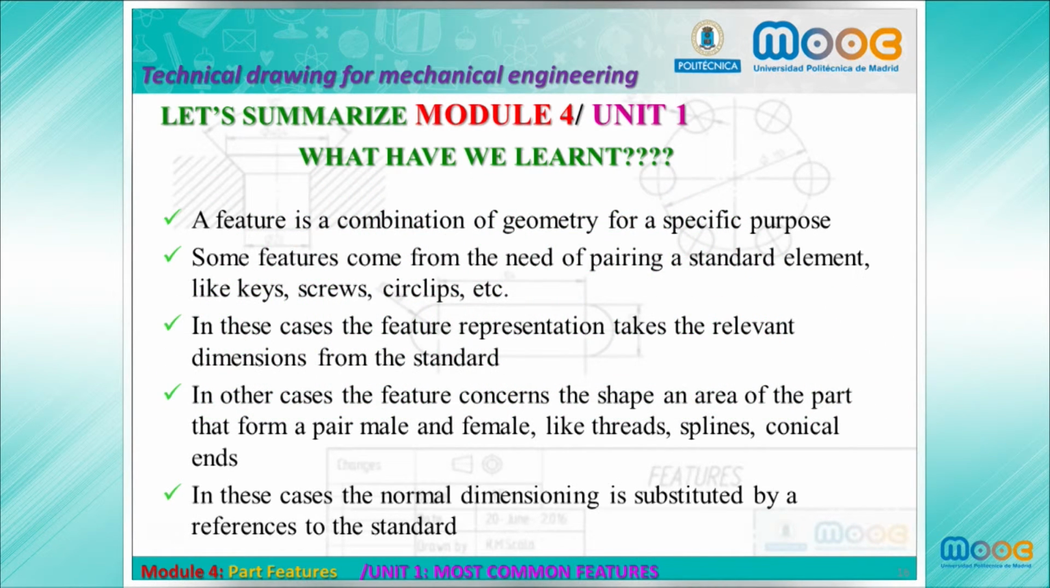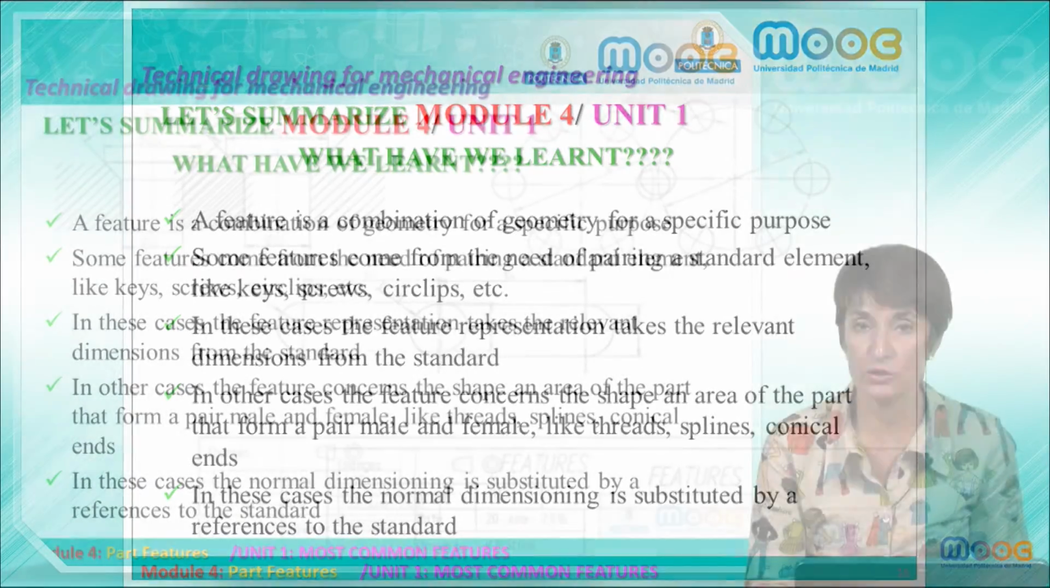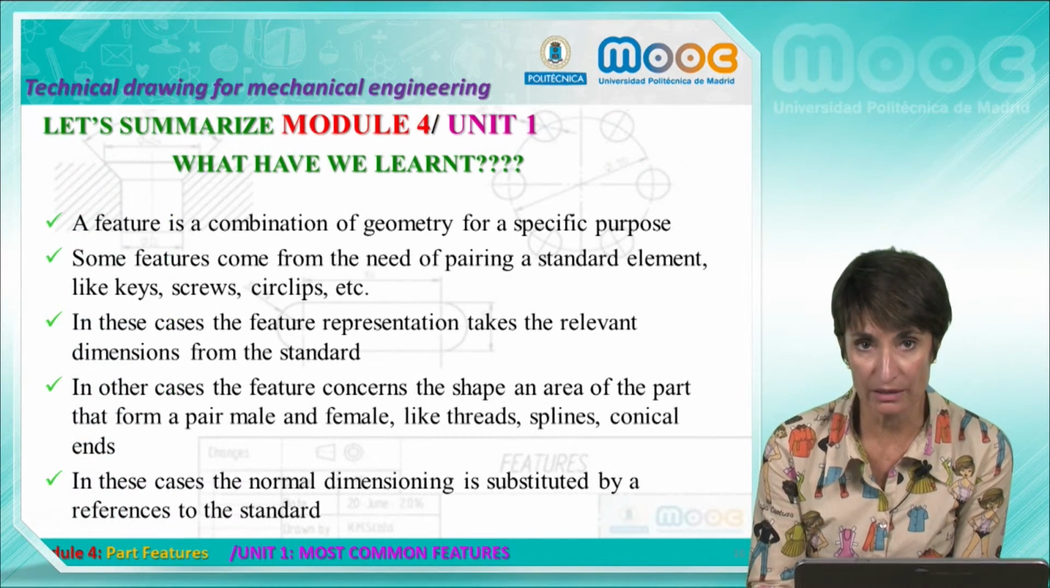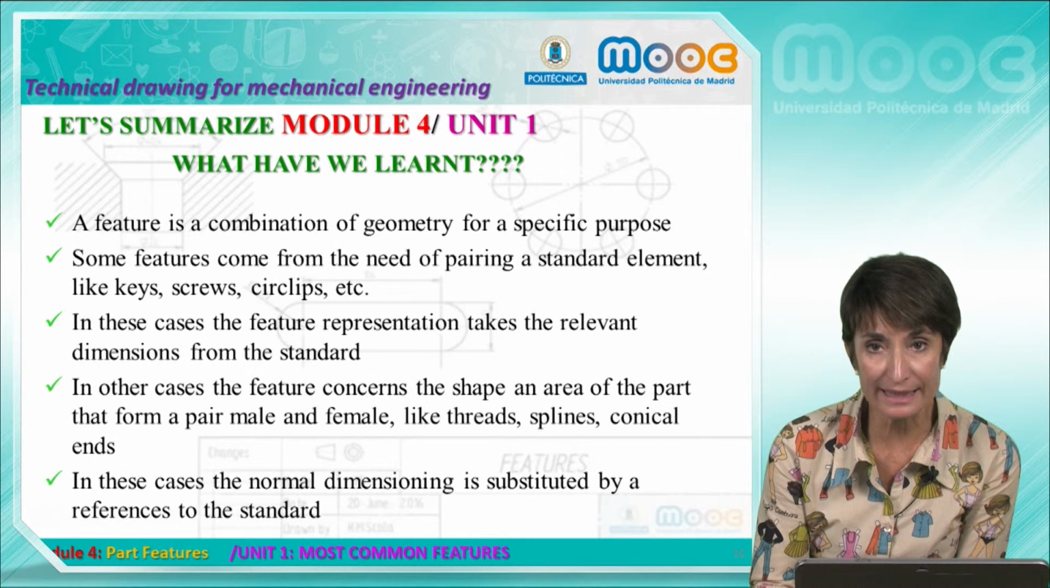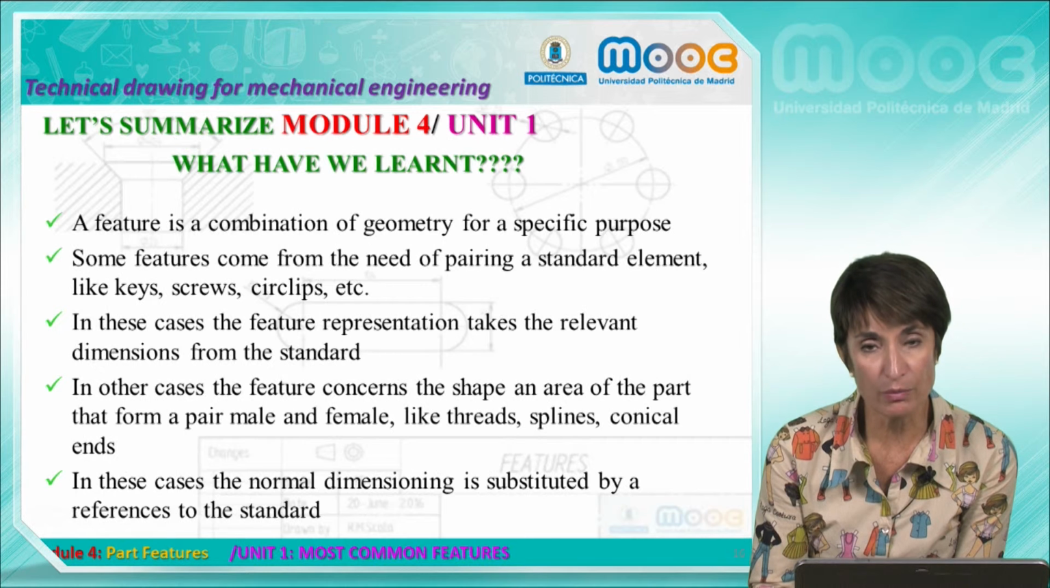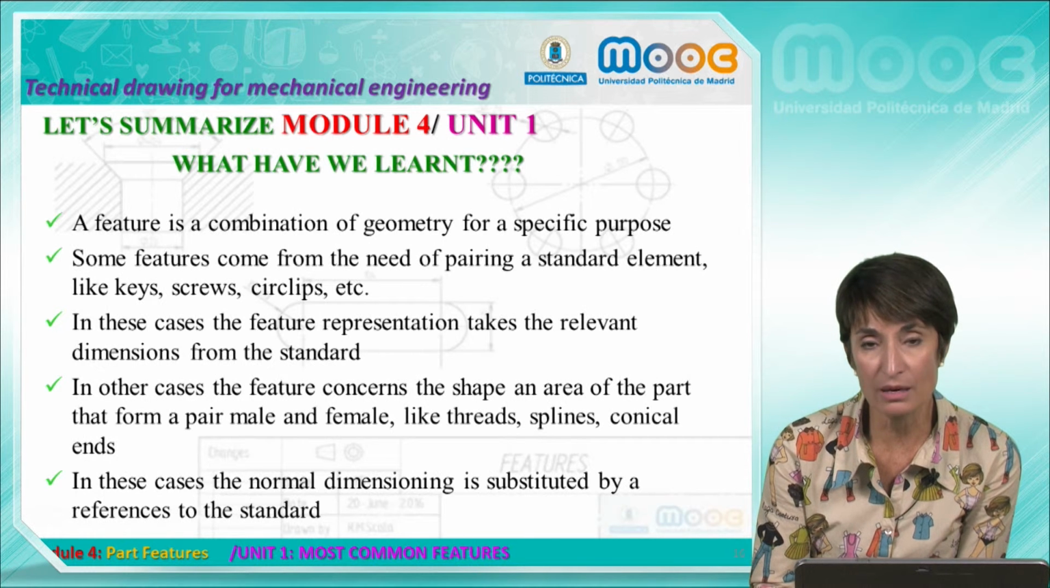Let's summarize this Unit 1 of Module 4. What have we learned? We've learned that a feature is a combination of geometry for a specific purpose. Some features come from the need of pairing standard elements, like keys, screws, circlips, etc. In these cases, the feature representation takes the relevant dimensions from the standards.